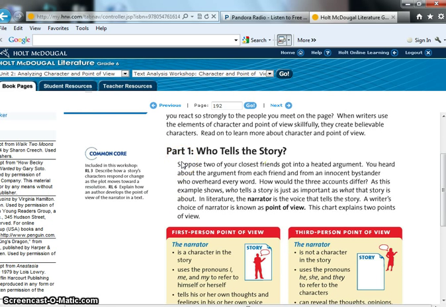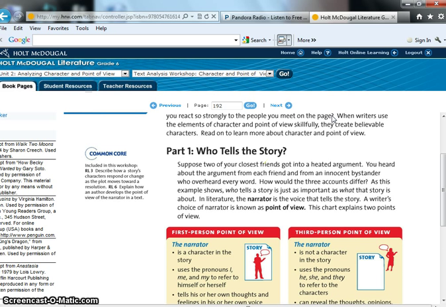Part 1. Who tells the story? Suppose two of your closest friends get into a heated argument. You heard about the argument from each friend and from an innocent bystander who overheard every word. How would the three accounts differ? As the example shows, who tells a story is just as important as what that story is about. In literature, the narrator is the voice that tells the story. A writer's choice of narrator is known as point of view.